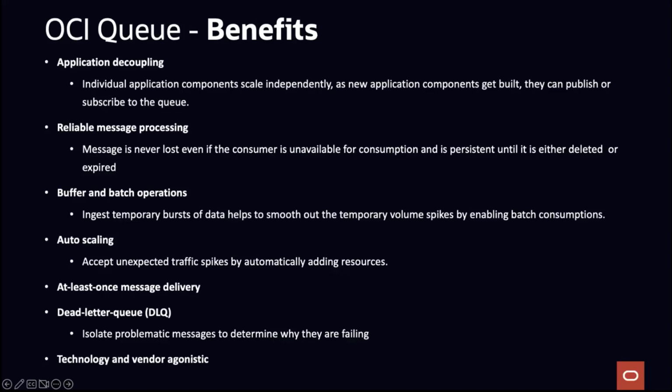We also have a different feature within the queue service called the dead letter queue. What is the dead letter queue? For example, a consumer is not available, or it consumes the messages but is not able to consume them correctly, or it is failing to consume the message. After a specific number of retries, the message is put into a different queue, the dead letter queue. It helps you isolate problematic messages that the consumer cannot consume, so that you can look at them and debug them going forward. The OCI Queue is also a technology and vendor agnostic service.